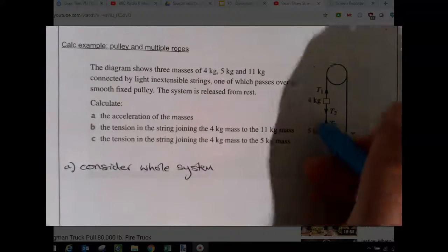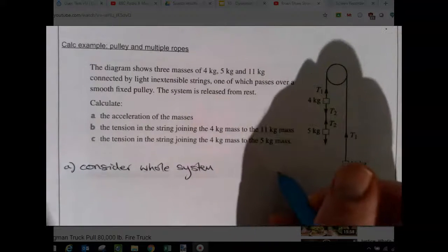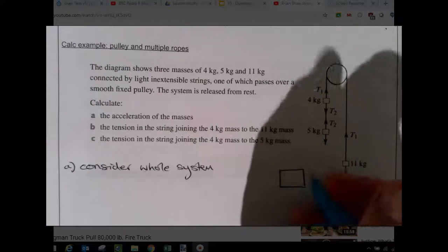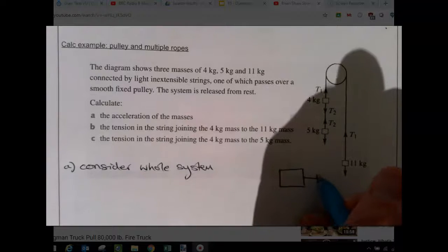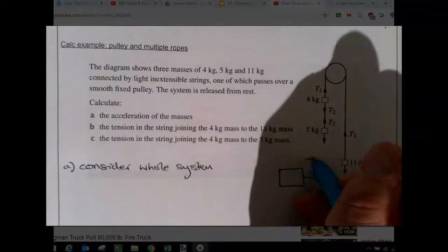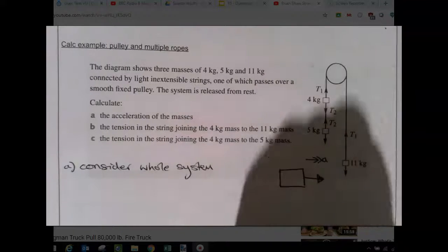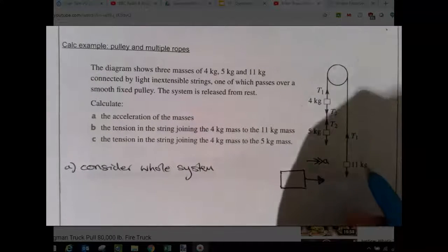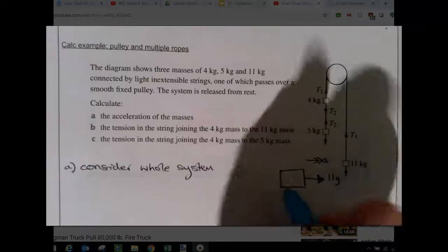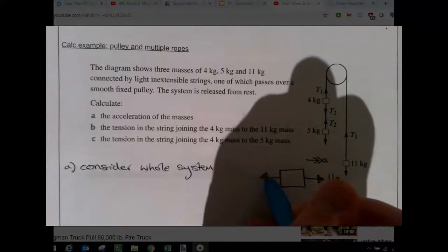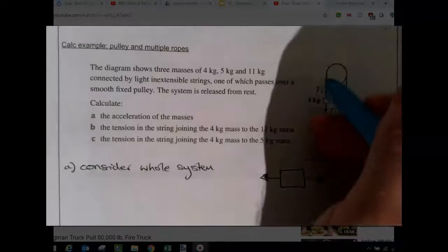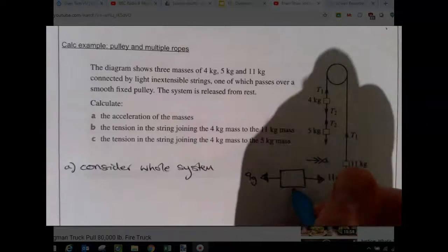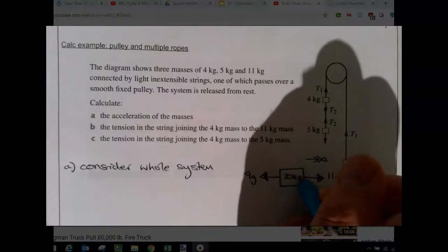Now, it's a bit tricky because the rope bends around the pulley, but what we're going to do is just make it abstract. We're going to take a combined block to represent the whole thing, and we're going to take the direction to the right to be the overall direction of motion. Pulling the whole system to the right, we have a force of 11g. Pulling the whole system to the left, the opposite direction along the rope, we have 9g. And the combined mass of the whole thing would be 20 kilograms.